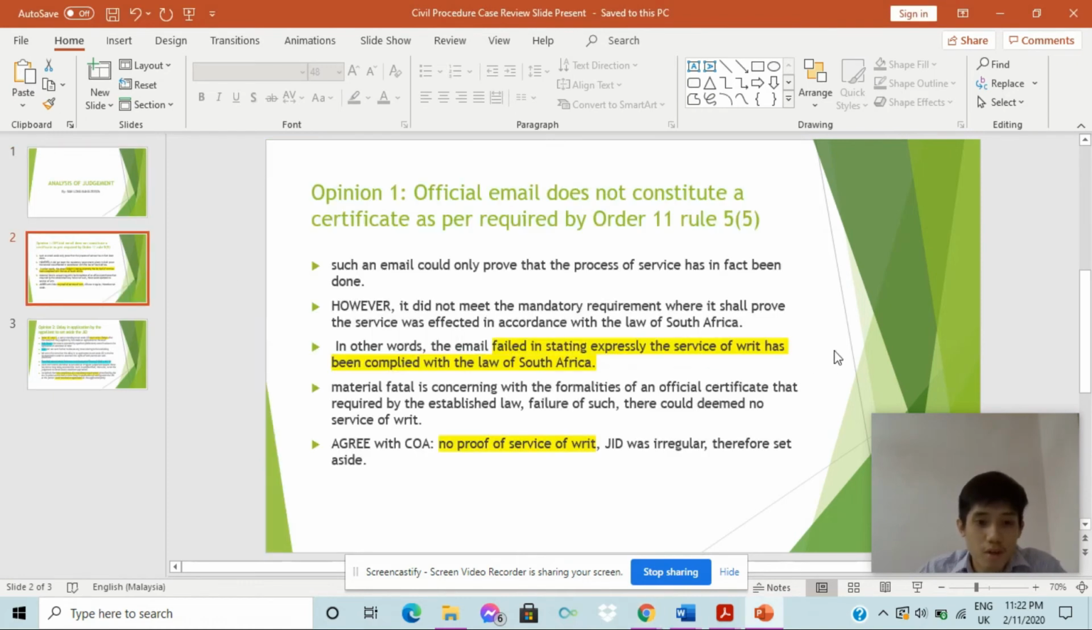Firstly, we agree with the Court of Appeal that there was no proof of service of the writ because the official email tendered by the respondent does not constitute a certificate as required by Order 11, Rule 5, Sub-Rule 5. Such an email could only prove that the process of service had in fact been done. However, the email itself did not meet the mandatory requirement, as it failed to state expressly that the service of the writ had complied with the law of South Africa. We are of the view that the fatal defect concerns the formalities of official certificates that are required by established law. Failing such formalities, it could be deemed that there was no service of the writ. Hence, we agree with the Court of Appeal in setting aside the judgment in default.